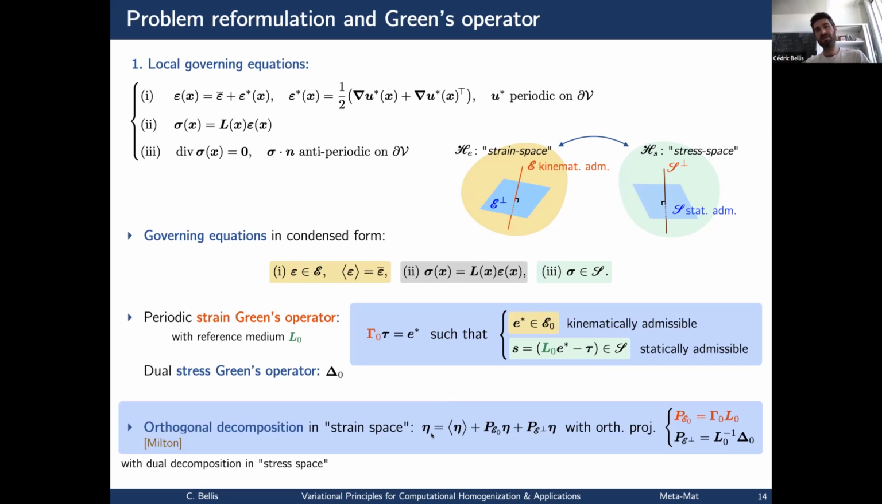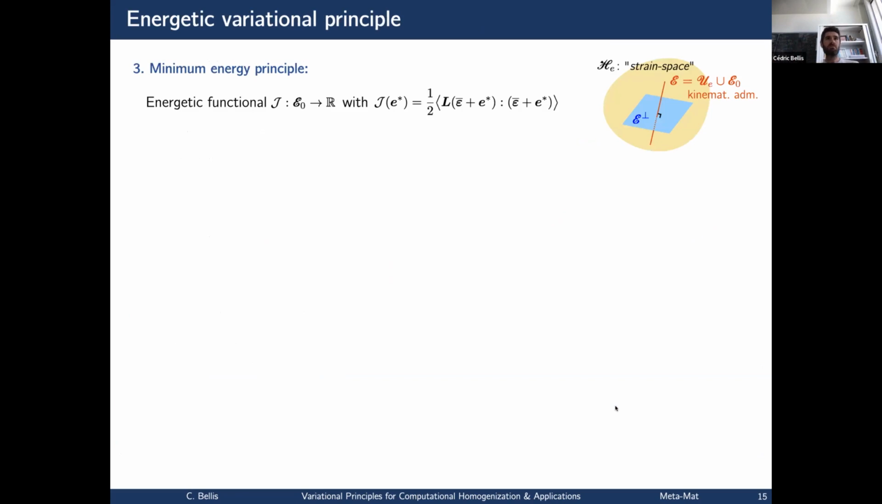So again, any field eta can be decomposed by its mean value, its part in the kinematically admissible subspace, and an orthogonal part. Then the orthogonal projectors can be expressed in terms of the Green's operator. And that's the key point here. Okay, so now, what can we do with that?